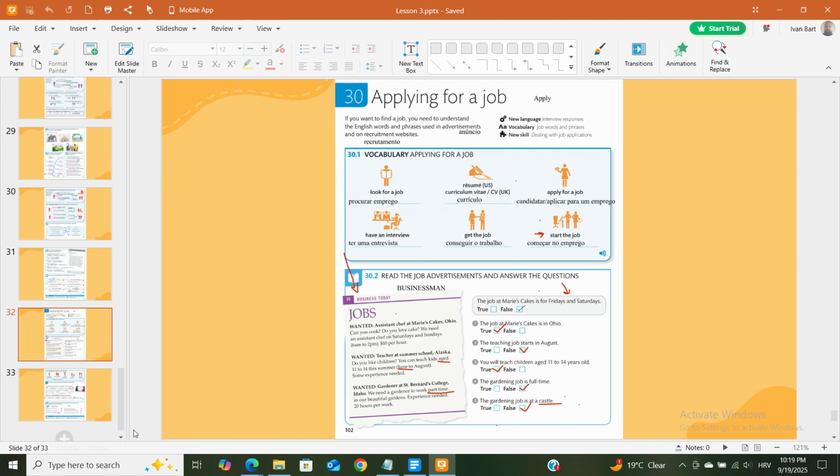Wanted: gardener at St. Bernard's College, Idaho. We need a gardener to work part-time in our beautiful gardens. Experience needed. 20 hours per week.